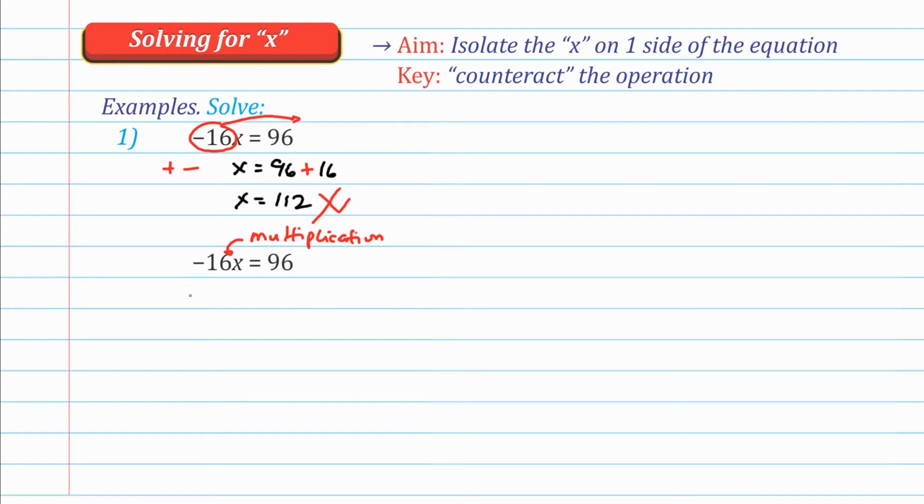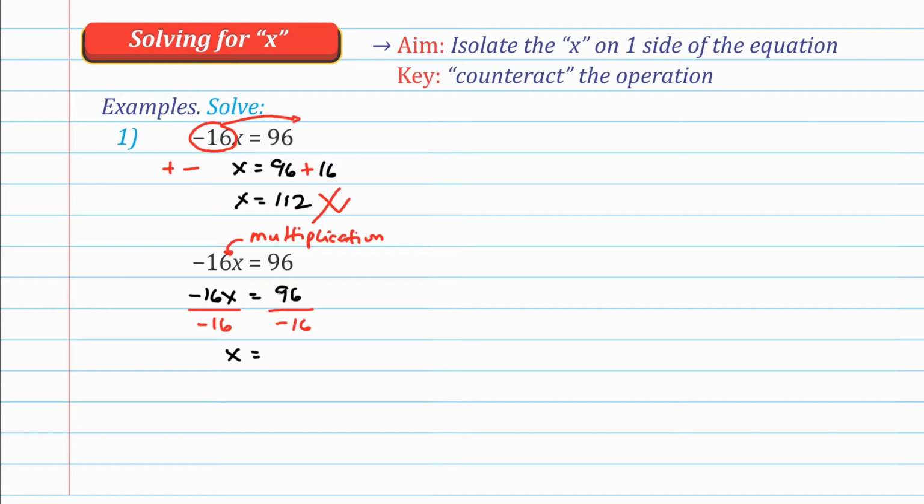So doing that, let me copy. Negative 16x is equal to 96. Now, this is connected by multiplication. To counteract, we divide by negative 16 on both sides of the equation. Simplifying, negative 16 divided by negative 16 can be cancelled, therefore leaving just x on the left side. And on the right side, we divide.